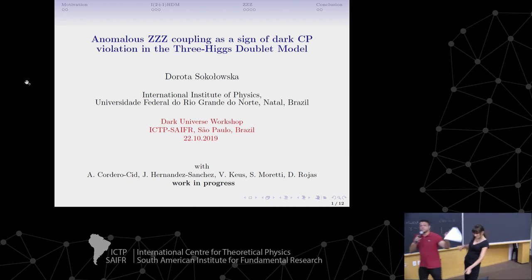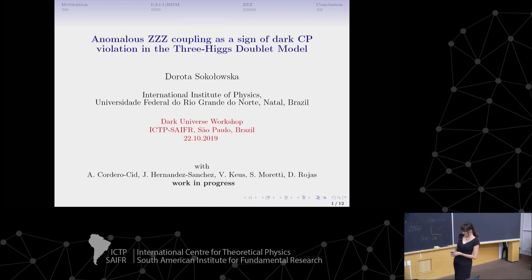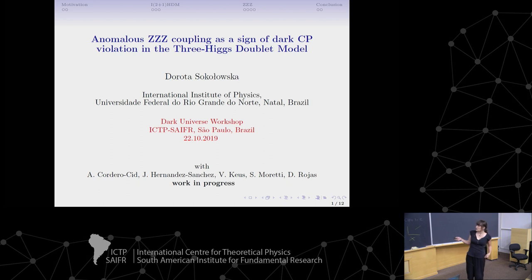Okay, we continue with the last short talk of the day. Thank you. So I will talk a bit about the project that we are doing with the group listed here, which is related to the possibility of maybe seeing dark CP violation in the Three-Higgs Doublet model.